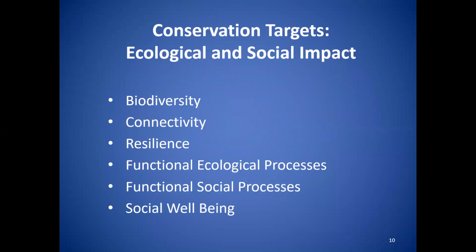So I'd like to talk a bit about building a case for what I'm terming holistic landscape conservation. And I'll start out with some conservation targets, both ecological and social. And you can see the list here: biodiversity, connectivity, resilience, functional ecological processes, social processes, and social well-being.